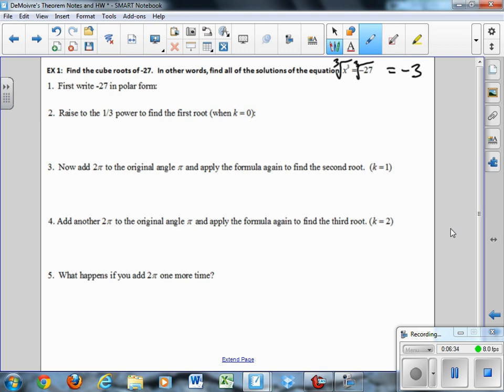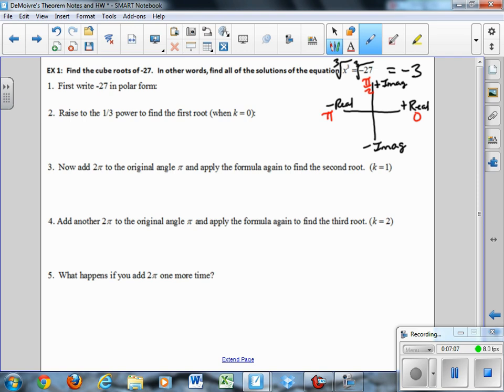The first thing we want to do is think of where negative 27 is on the complex plane. So I want you to remember that we have positive real over here, positive imaginary, negative real, and negative imaginary. The positive real will correspond with the angle 0. The positive imaginary will correspond with pi over 2. Negative real is pi, and negative imaginary is 3 pi over 2.